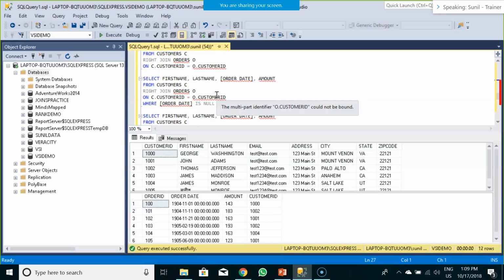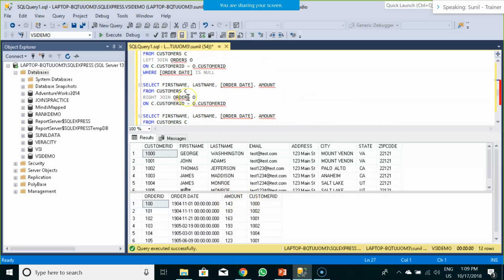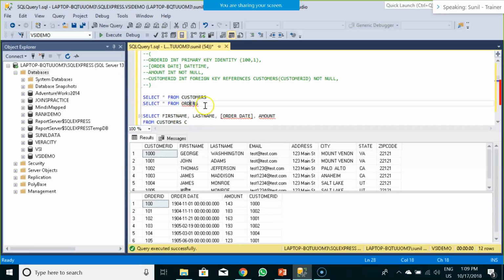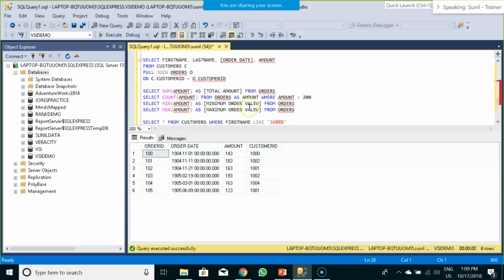Now let us apply some functions on this. For example, now I would consider only the order table. So this is my order table. Now my first scenario is I want to sum up all the amounts, all the order ID amounts, and show it as total amount.